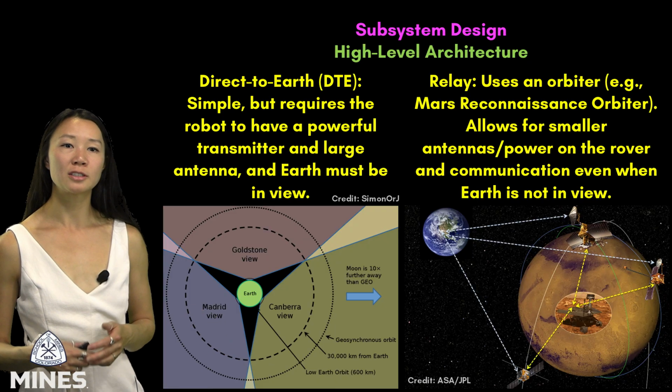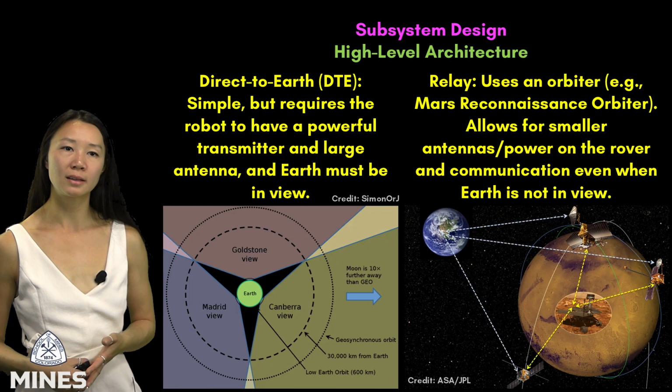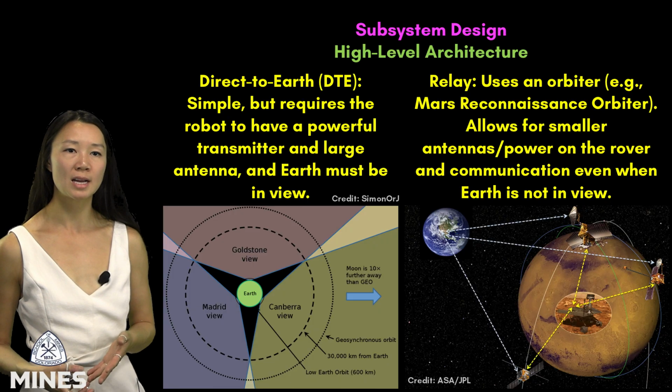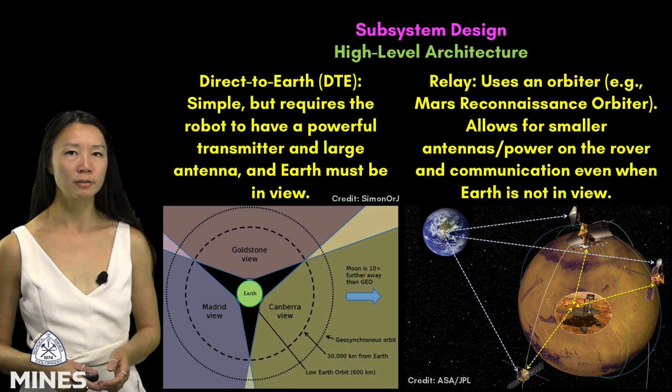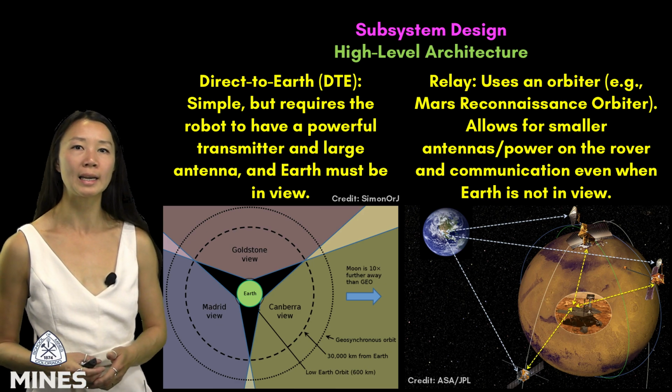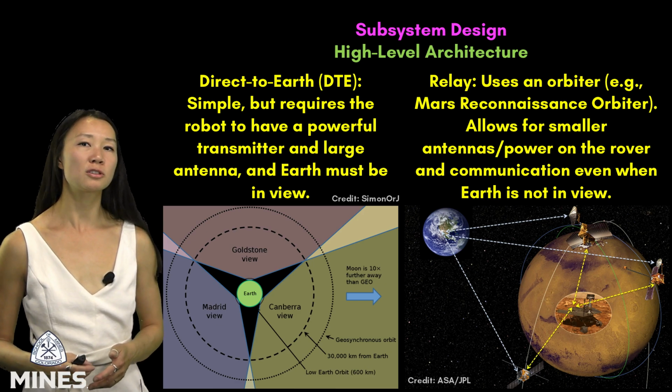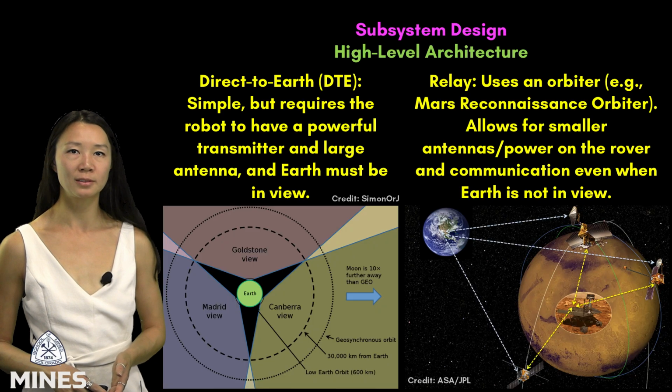An advantage is that it's direct and doesn't depend on any other spacecraft being in the right place at the right time. But because the range is so vast, the rover needs a powerful transmitter and a large steerable high-gain antenna. This consumes a lot of power and adds mechanical complexity.